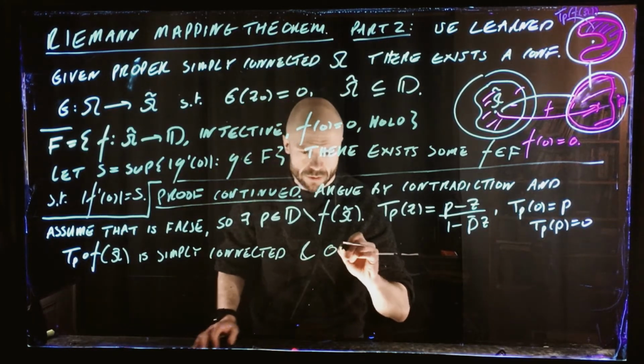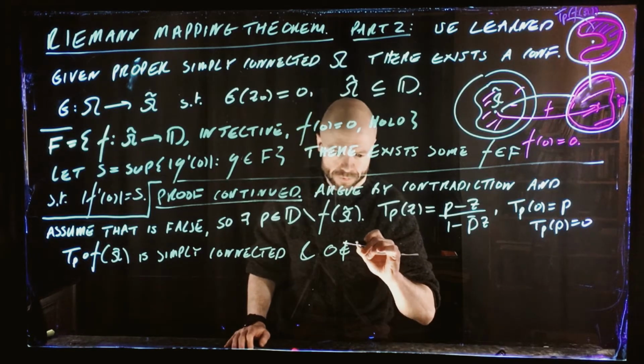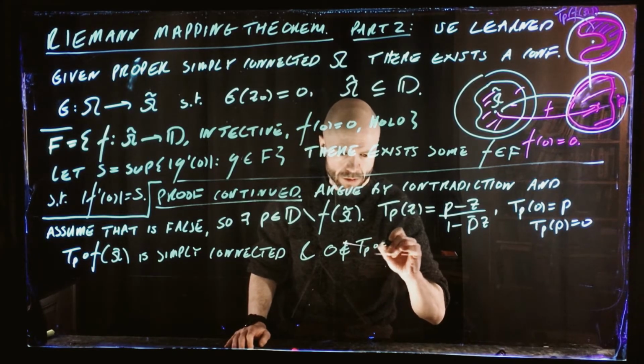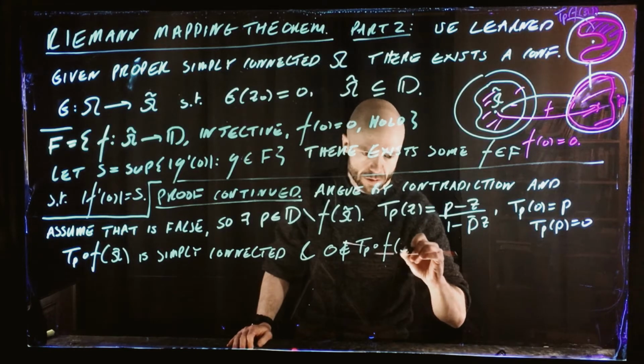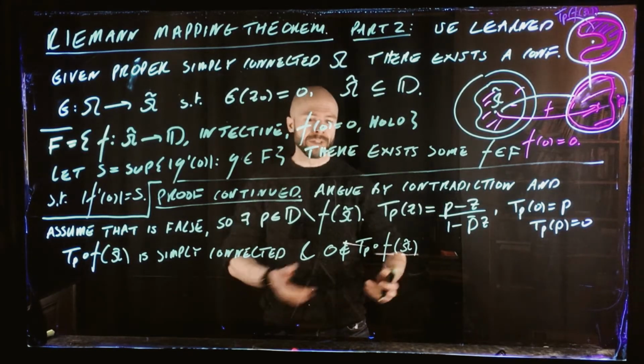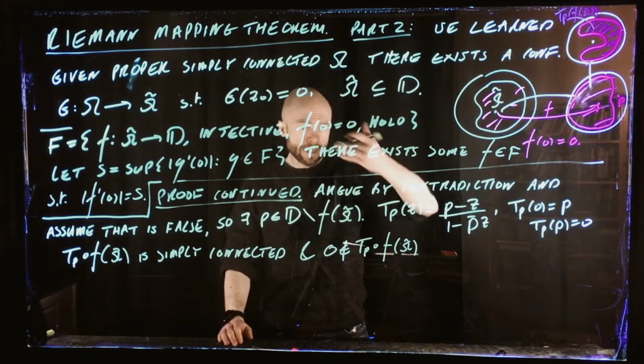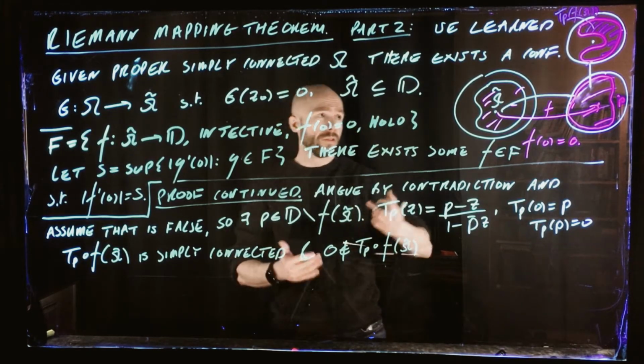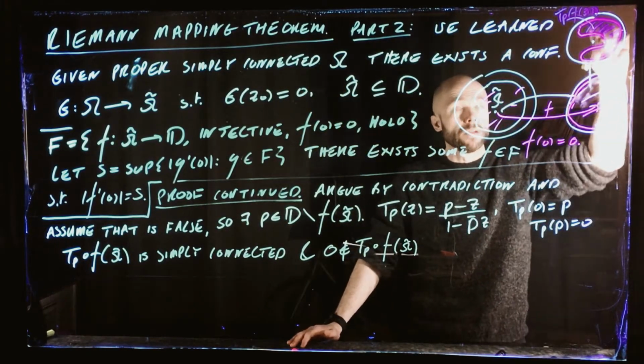And 0 does not belong to this set. Okay, 0 does not belong to it simply. So this being the case, we now are in a position to define a square root on this set.